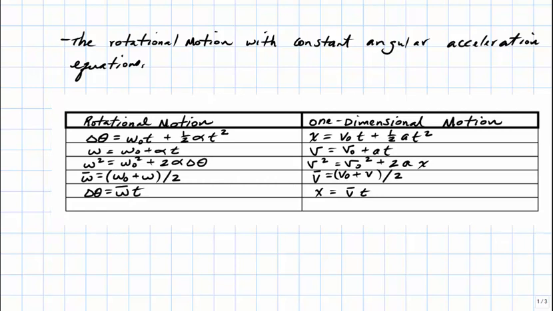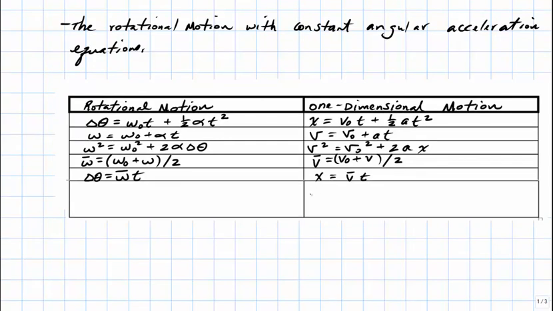The final equation looks like this. X equals v0 plus v over 2 times t. Its counterpart on the left looks like this. Delta theta equals omega 0 plus omega over 2 times t.